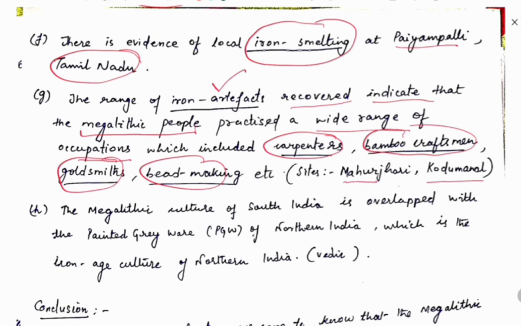If you do not remember the name, it's okay. One to two names are fine in the mains answer. It's not required that for every fact we have to give a name. Two to three names are enough.